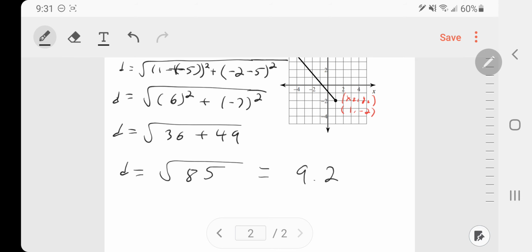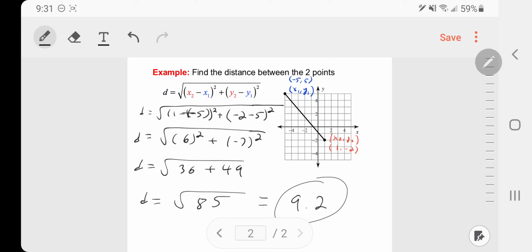You could also use simplifying operations to simplify your radical here. We talked about that in earlier lessons. So you could also possibly break down 85 and simplify it as a radical. In this case, I just went with the decimal answer here, but either are technically acceptable answers.